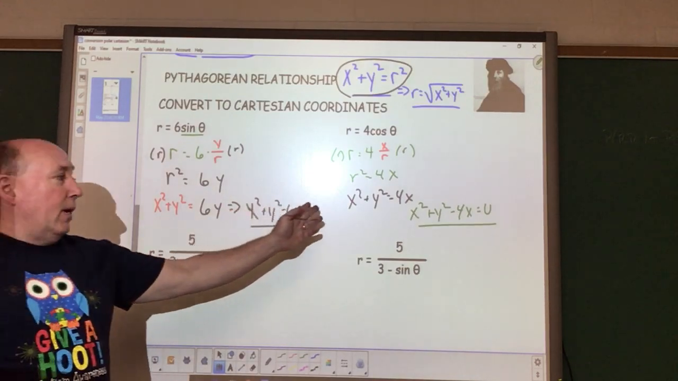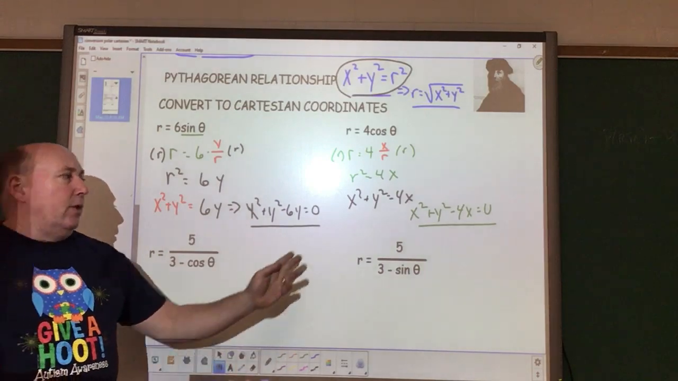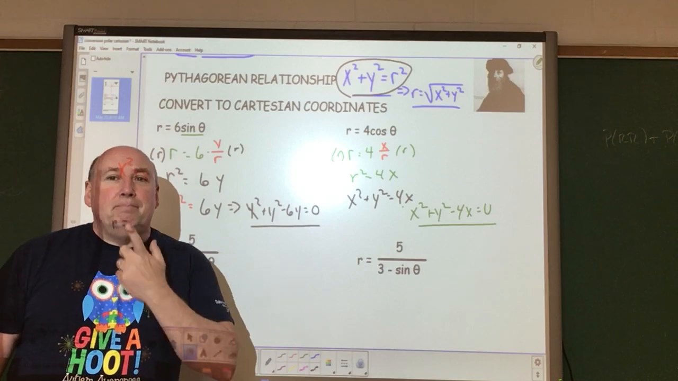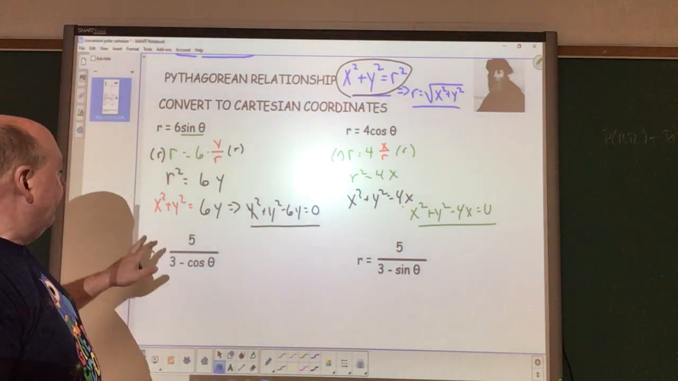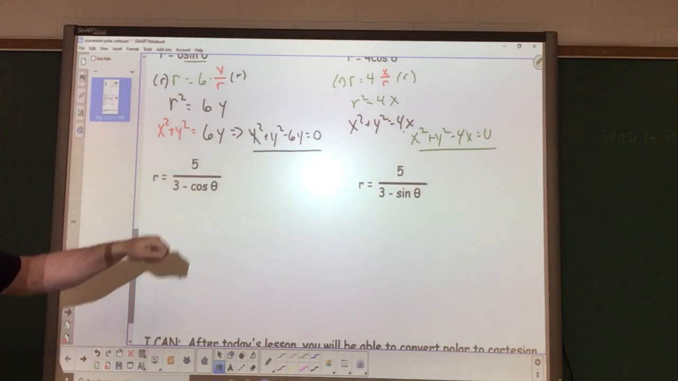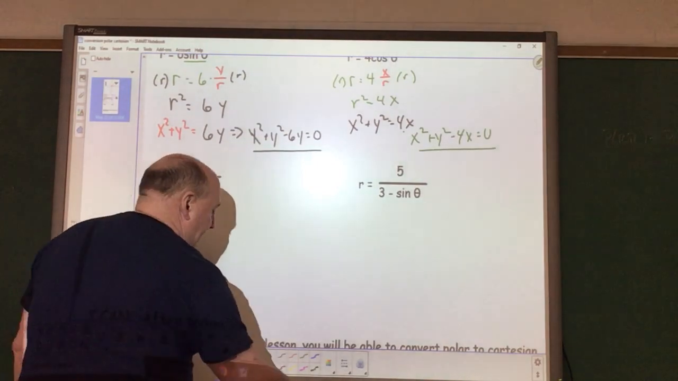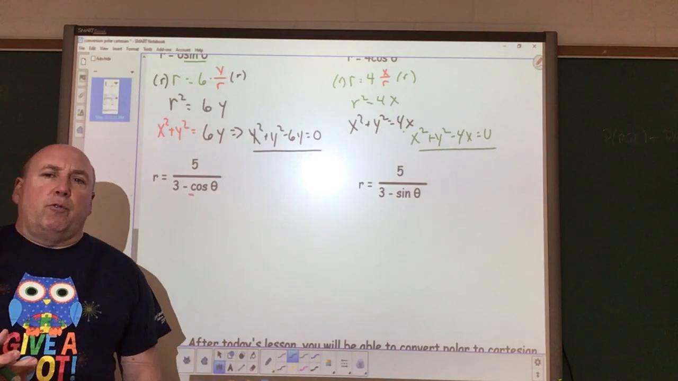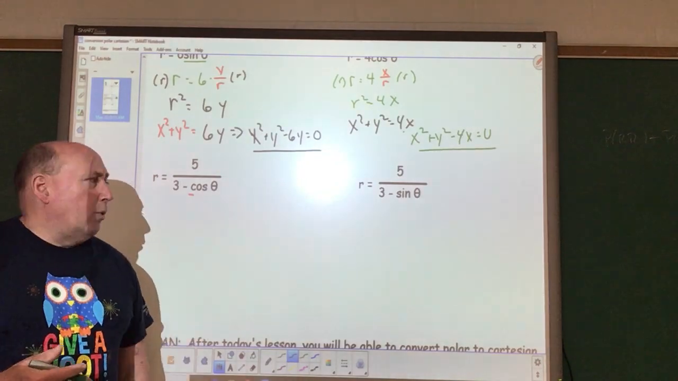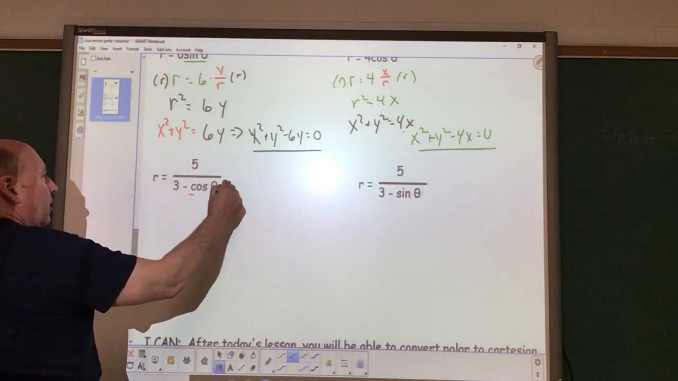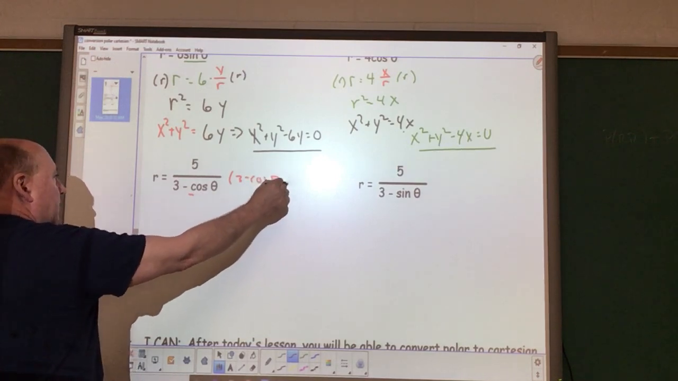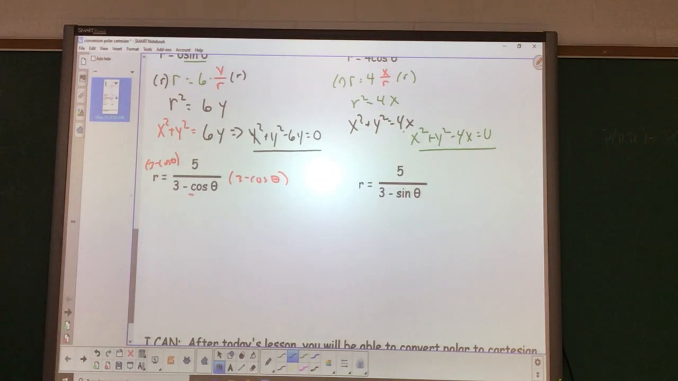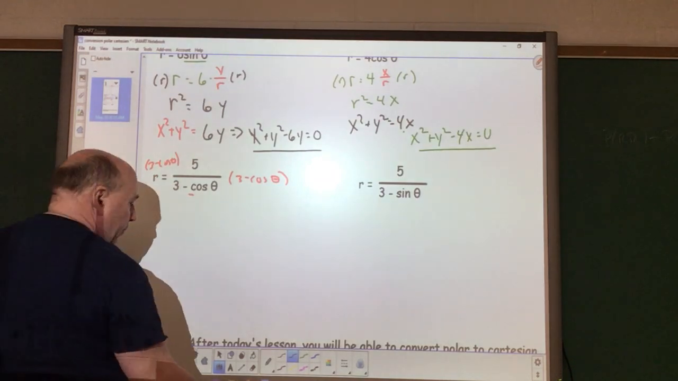Now if you take a look at the equation of the circle, what would be easier to deal with? Would this be easier to work with, or would this be easier to work with? That's a thinker. Let's take a look down here. We have a fraction, and dealing with fractions is sort of difficult. So what I'm going to suggest that you do is multiply both sides by 3 minus cosine of theta.